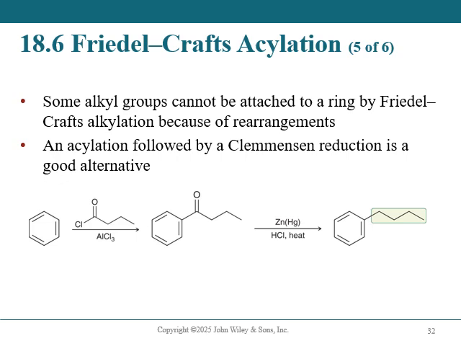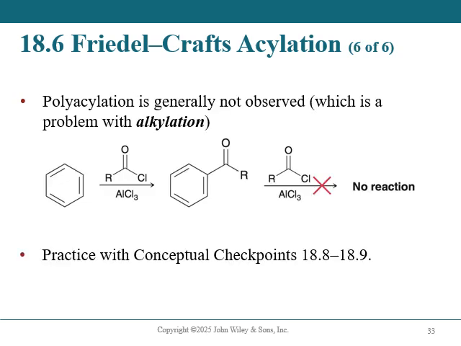Some alkyl groups cannot be attached to a ring by Friedel-Crafts alkylation because of rearrangements. An acylation followed by a Clemmensen reduction is a good alternative. In a Clemmensen reduction, as you can see, we add zinc, zinc mercury complex, hydrochloric acid, and then heat. Polyacylation is generally not observed, which is one of the limitations you get with alkylation instead. So that's actually a positive, right? That's something that we see as an advantage of acylation over alkylation.